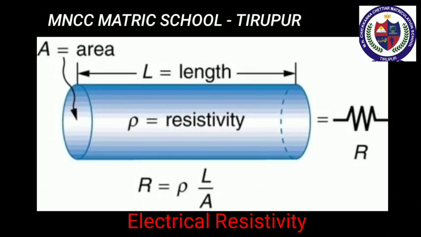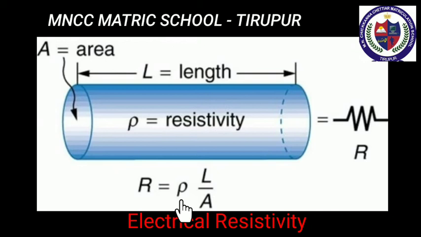Next we move to electrical resistivity. The resistance of any conductor R is directly proportional to the length of the conductor L and is inversely proportional to its area of cross section A. So R is proportional to L by A. When we remove the proportionality sign, we must add a constant. That constant is rho. Therefore, R is equal to rho into L by A.